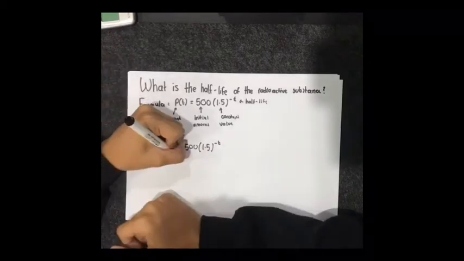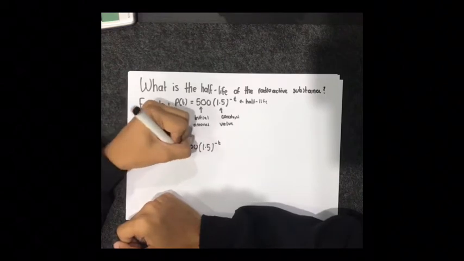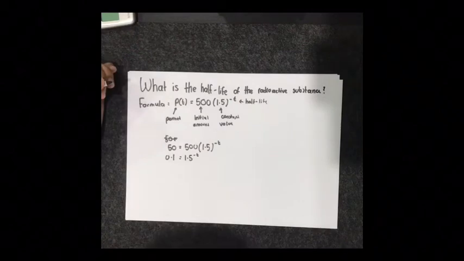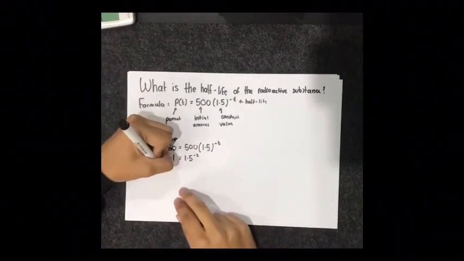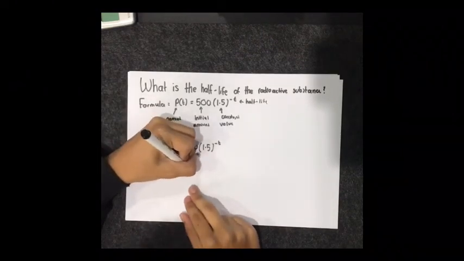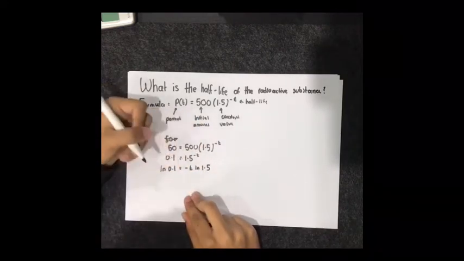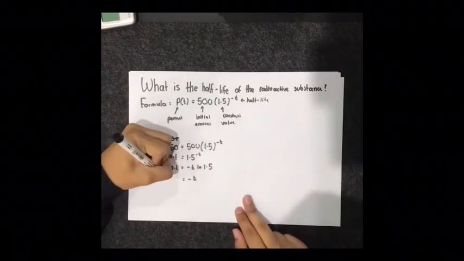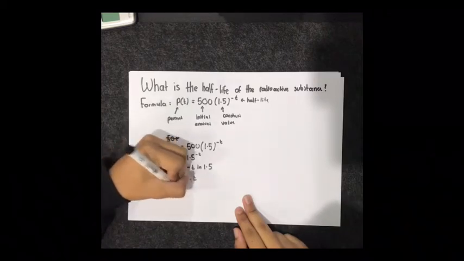Now let's just simplify, divide 50 by 500. So we get 0.1 = 1.5^(-t). Okay, so now let's use ln. Since we have an unknown power, let's use ln to make things a little bit easier. ln 0.1 equals negative t ln 1.5. Okay, so now it's a little bit more simple.